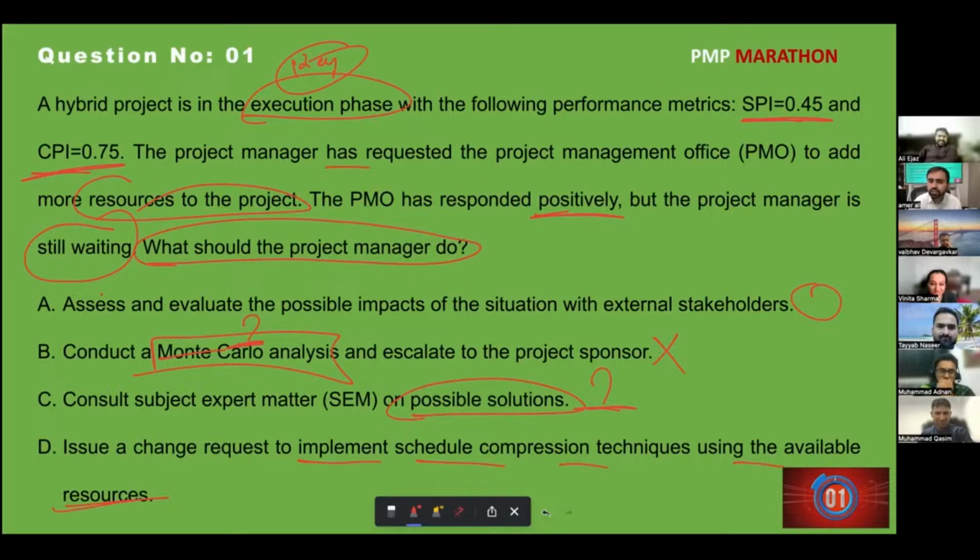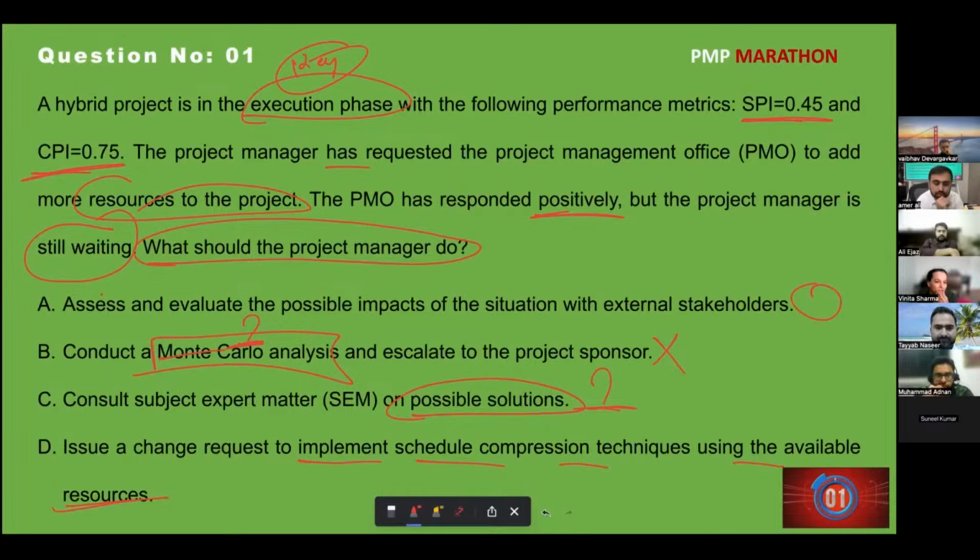Okay, Sunil Kumar, you said D. Why did you say D? What do you think is the right answer? Because he has to request the change request. He has to issue a change request to implement these changes. Okay, so how did you eliminate the other options?